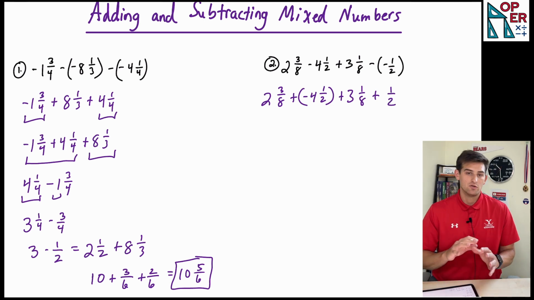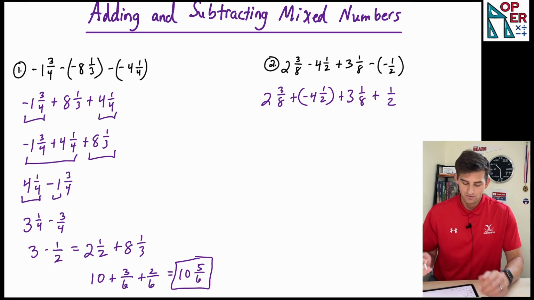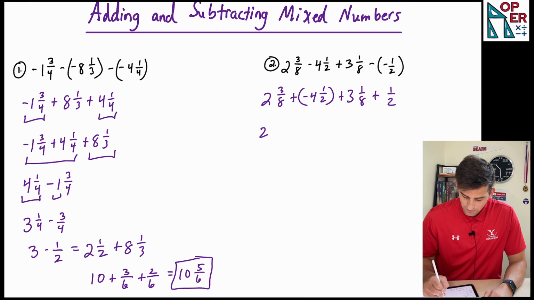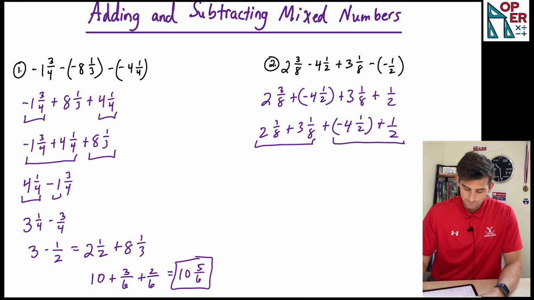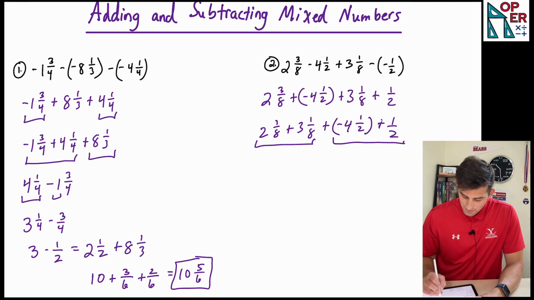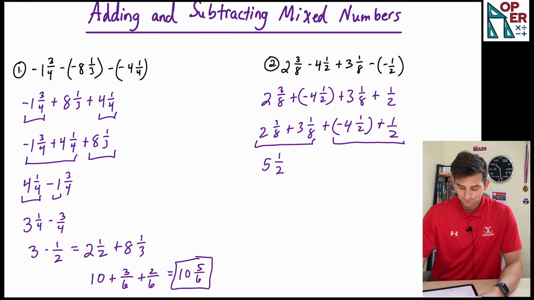All right, so same thing, let's group our terms that have an 8 as denominator next to each other, commutative property, and also denominator of 2. So I'm going to do 2 3/8 plus 3 1/8 plus negative 4 1/2 plus 1/2. And now we're going to add these two together like this, and then we can add the sums at the very end to get our final answer. So 2 3/8 plus 3 1/8, so 2 plus 3 would be 5. 3/8 plus 1/8 would be 4/8, and that would be 1/2. So that would be 5 1/2.